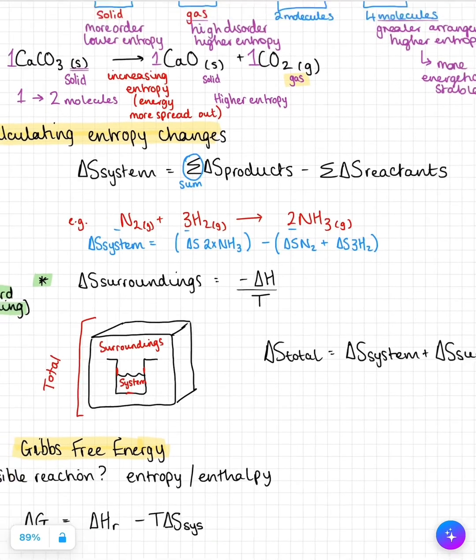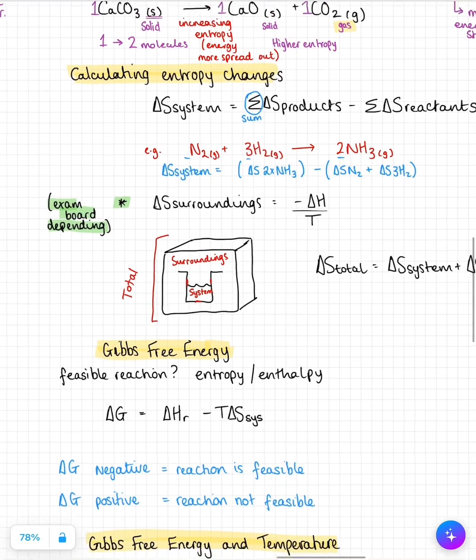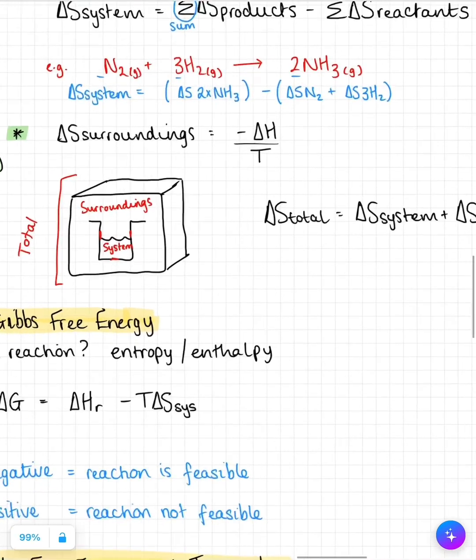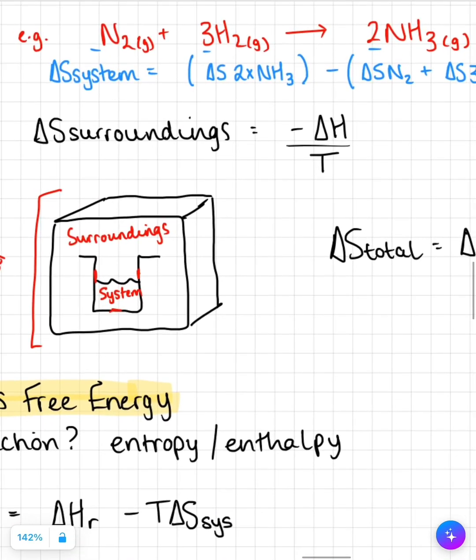Now, depending on your exam board, so hopefully you will know whether this is on your exam board or not, based on whether you have heard of it before. The entropy of the surroundings can be calculated. So remember, the surroundings is anything on the outside of the system that are not the molecules reacting themselves. And to calculate that, we do the negative of the overall enthalpy change of your reaction over T.